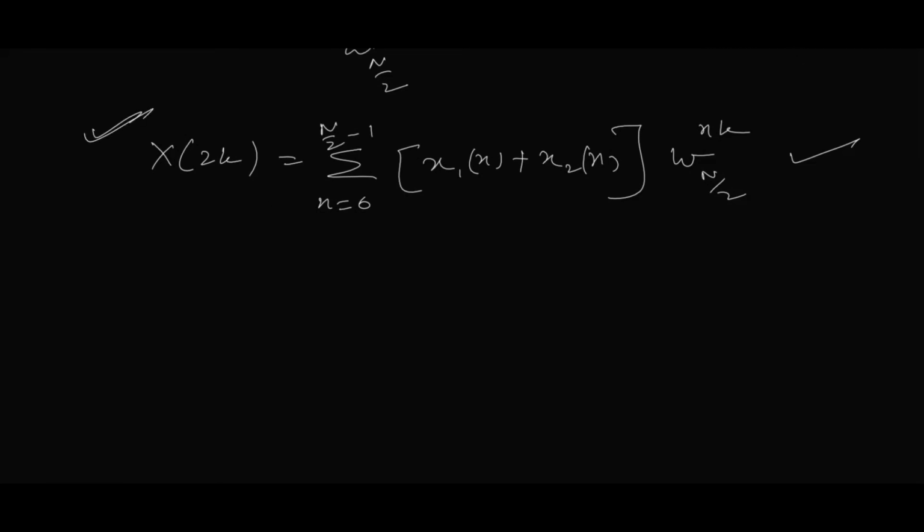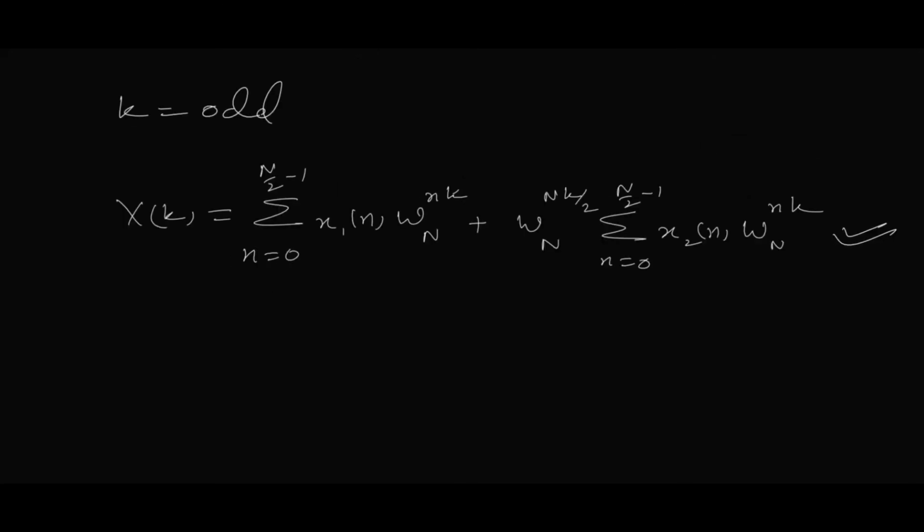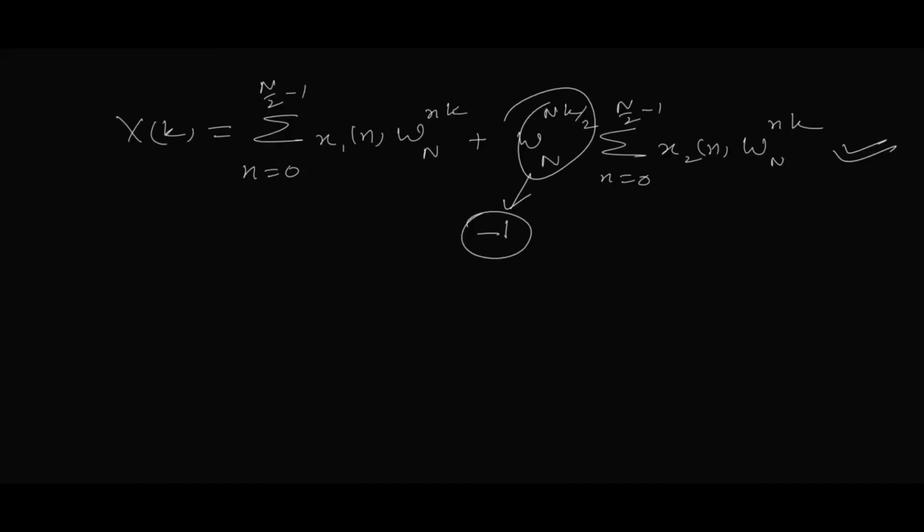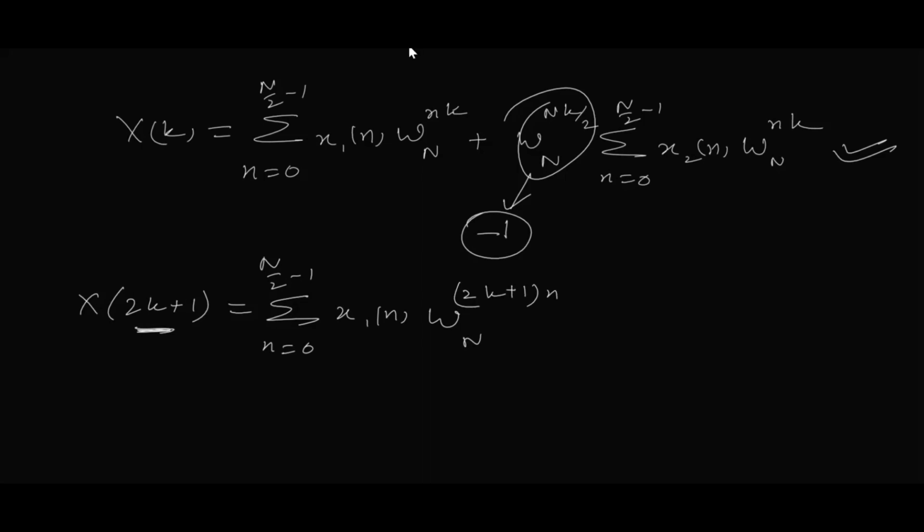Now we'll consider the second case, when k is odd. This was your equation, and we know the value of this term when k is odd is minus 1, so I'll replace it with minus 1. Now the equation becomes X[2k+1] equals the summation over n equal to 0 to N/2 minus 1 of x1[n] twiddle factor to the power kn, where k is now replaced by 2k+1, so I'll write (2k+1) multiplied with n. And minus this thing we have replaced by minus 1.